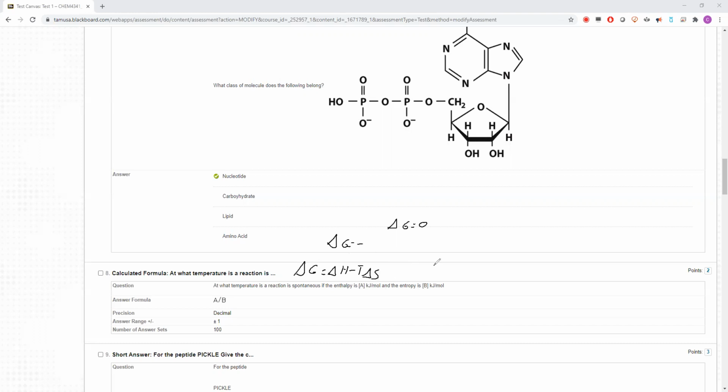So let's solve that. 0 equals delta H minus T delta S. Now I'm solving for temperature. At what temperature is this spontaneous? So I'm going to get T by itself. Minus delta H equals minus T delta S. Divide each side by minus delta S, and you get delta H divided by delta S equals T.